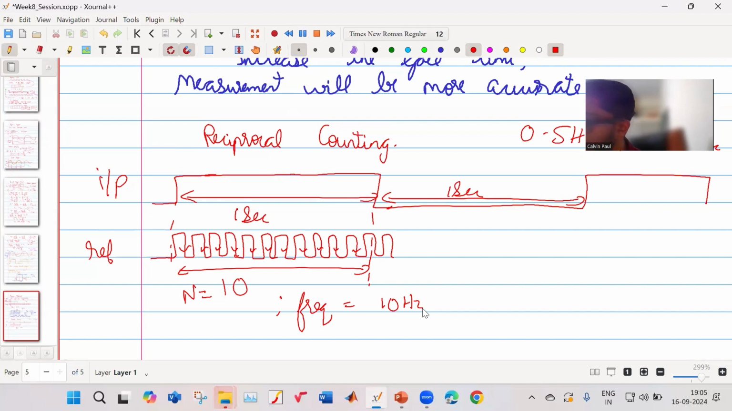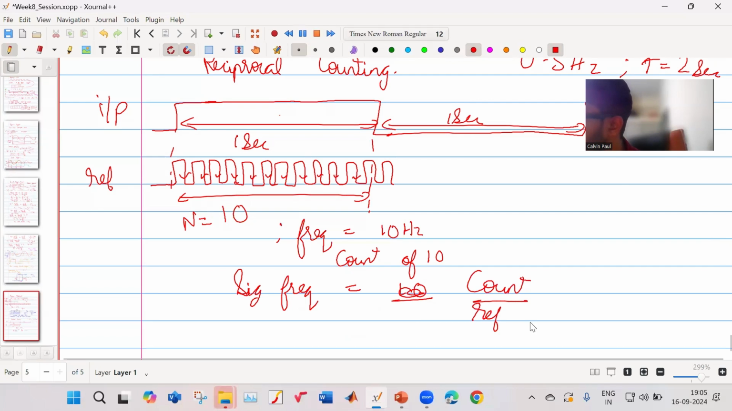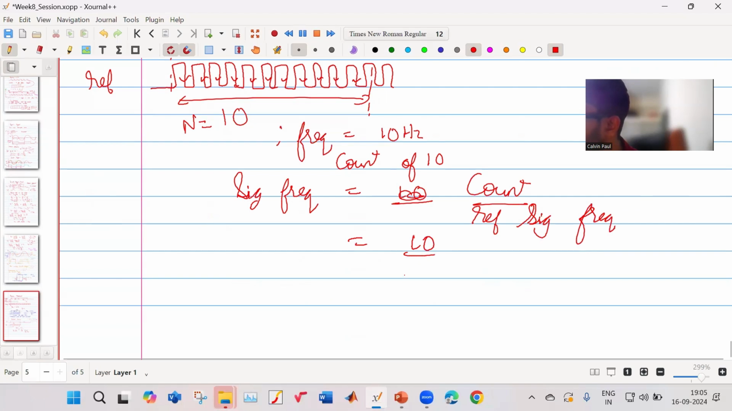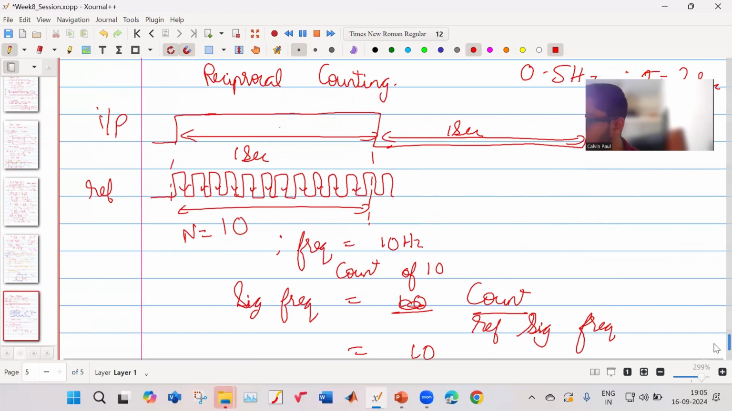So, if in the time when this is high, we are getting a count of 10, that means our signal frequency is my count divided by the reference signal frequency. So that is equal to 10 upon 10. So our signal frequency is 1 hertz.